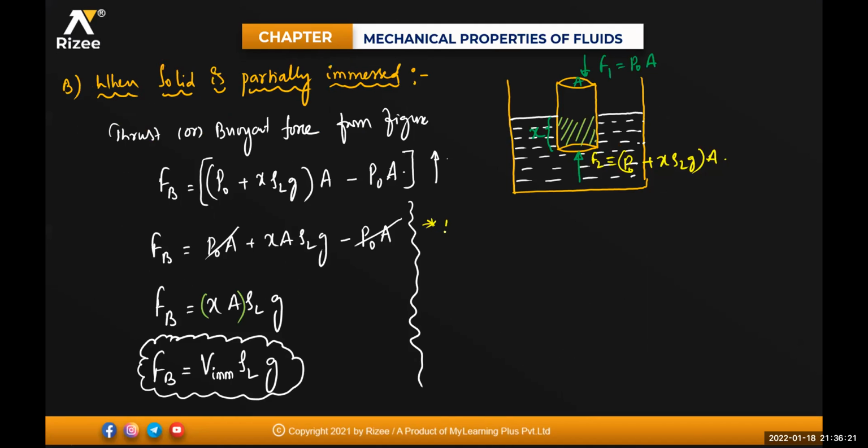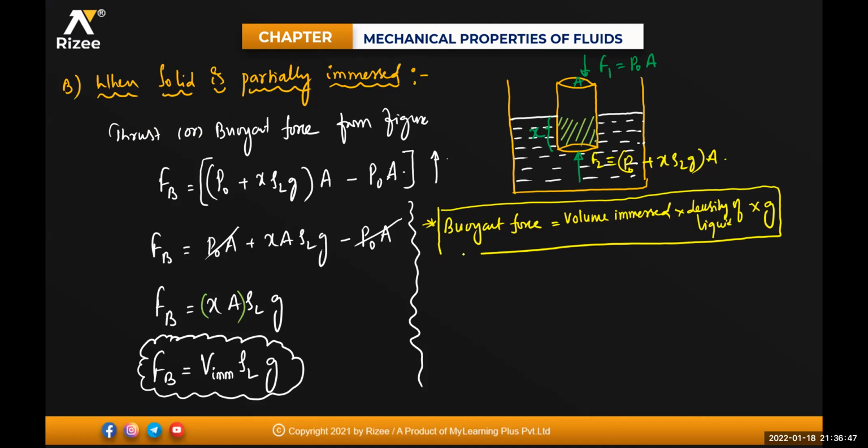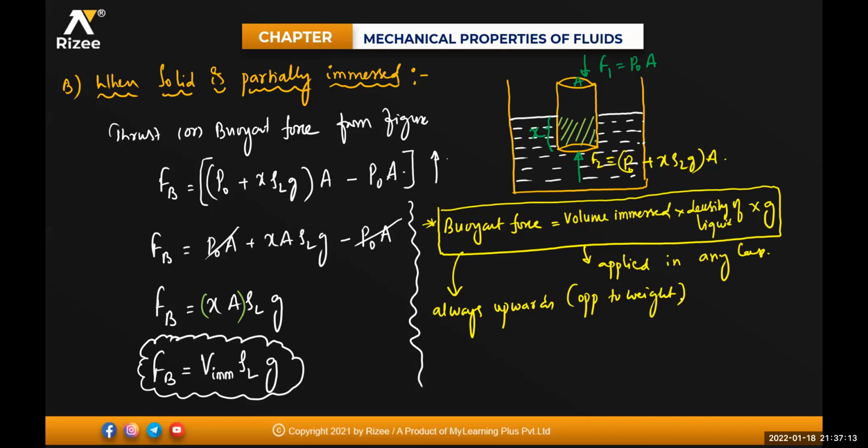I'm writing here, keep it a star mark and write. Buoyant force is equal to volume immersed into density of liquid into G. So this is your buoyant force, applicable for any problem of buoyant force. This is applied in any case. Buoyant force is in which direction, beta? Always upwards. Or I can say opposite to weight. Buoyant force always acts opposite to the weight of the body.